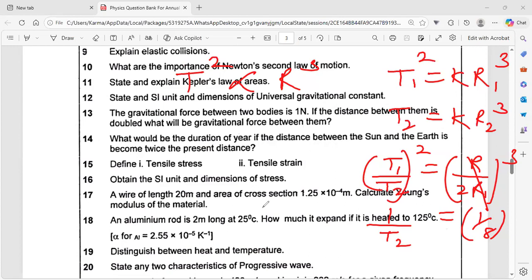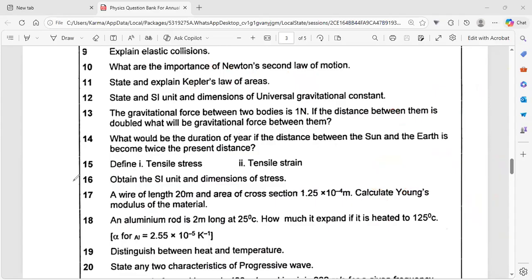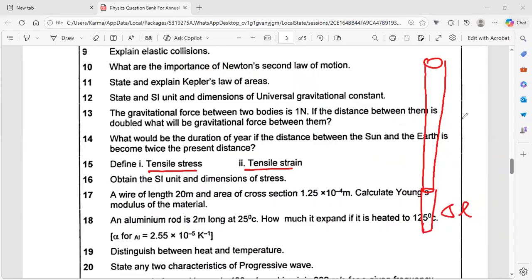Define tensile stress. If the external force applied on the wire is responsible to change the measured dimension, such as the length of a wire, then the stress produced in the wire is called tensile stress. And the change in dimension, that is change in length upon original length, is called tensile strain.